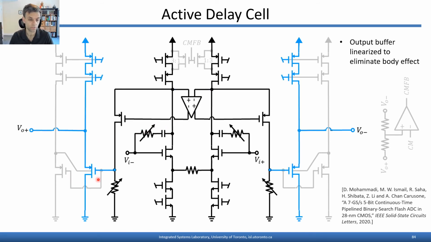Finally, source followers buffer the differential outputs here. These are PMOS source followers, and you'll notice that there's an auxiliary source follower here that's being used to drive the body terminal of the main source follower transistor. This is a scaled down replica of the main branch here, and that helps mitigate nonlinearity introduced by body effect on this transistor. Also shown in gray here is a common mode feedback loop that regulates the main bias current up here.